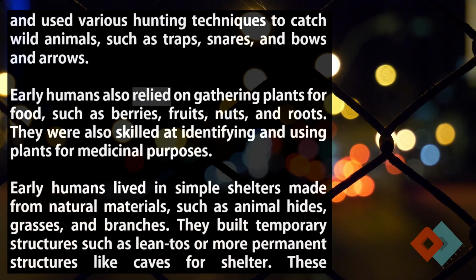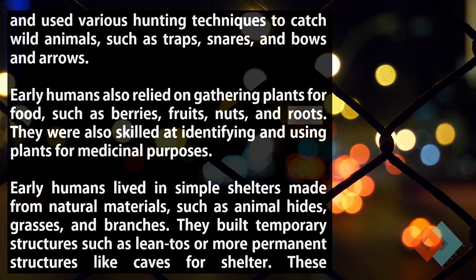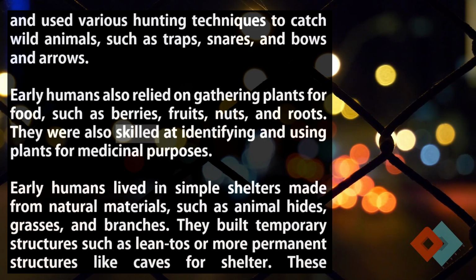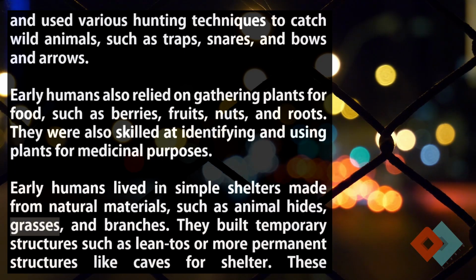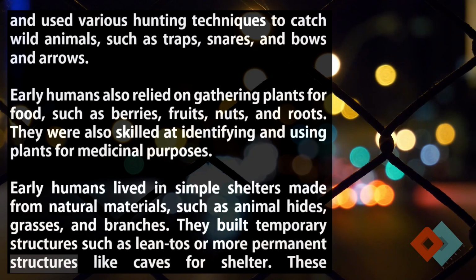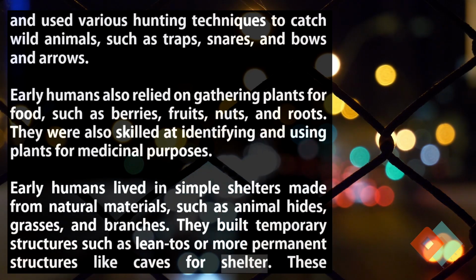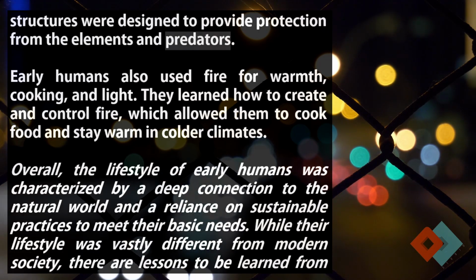Early humans also relied on gathering plants for food, such as berries, fruits, nuts, and roots. They were also skilled at identifying and using plants for medicinal purposes. Early humans lived in simple shelters made from natural materials, such as animal hides, grasses, and branches. They built temporary structures such as lean-tos or more permanent structures like caves for shelter. These structures were designed to provide protection from the elements and predators.